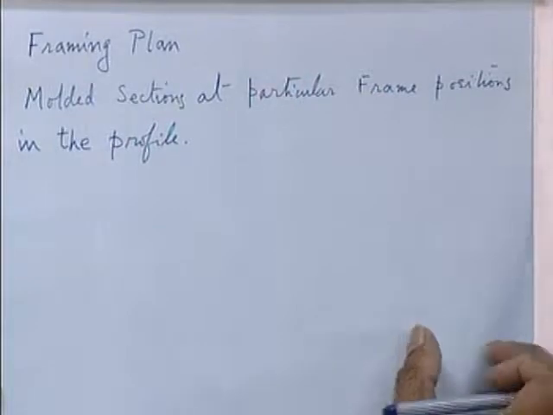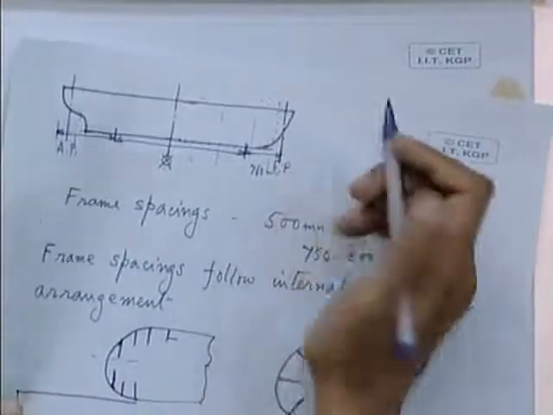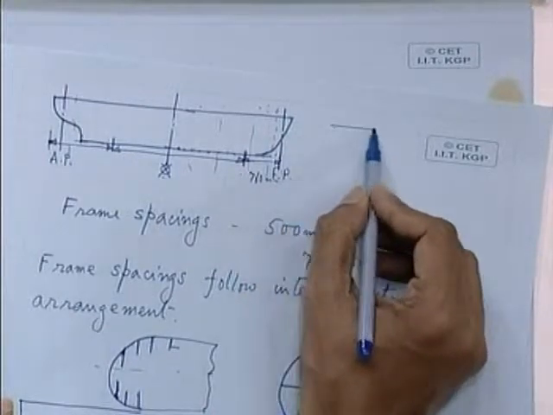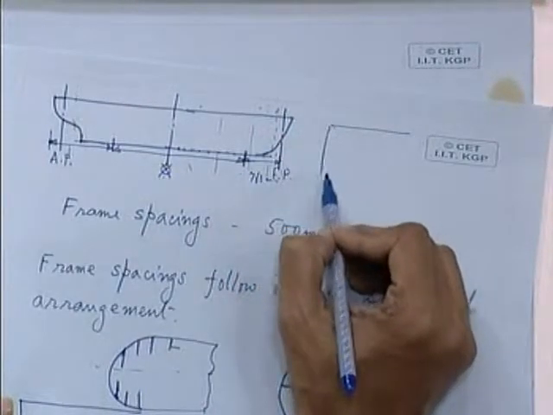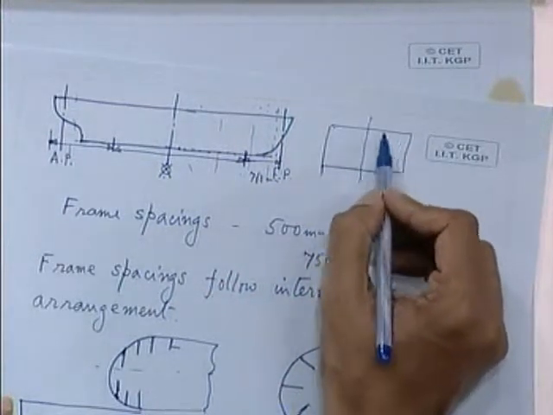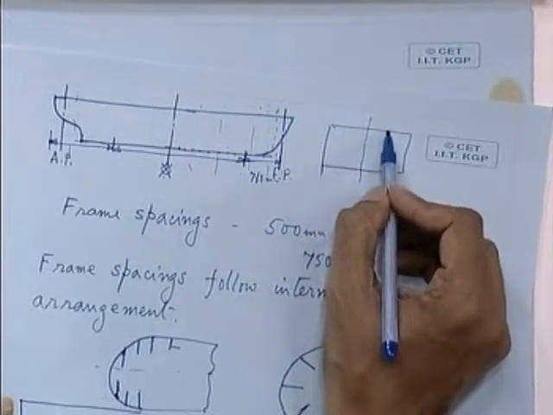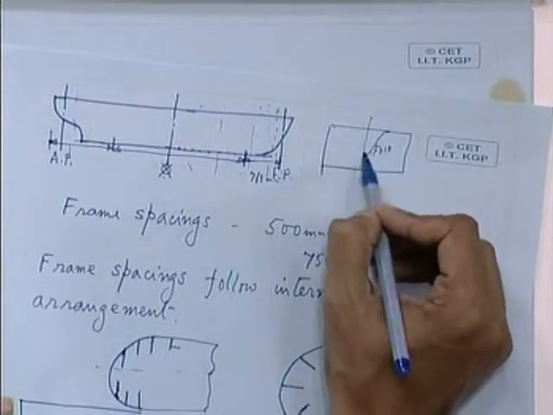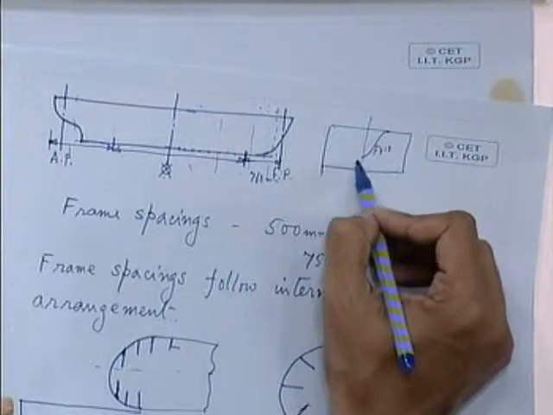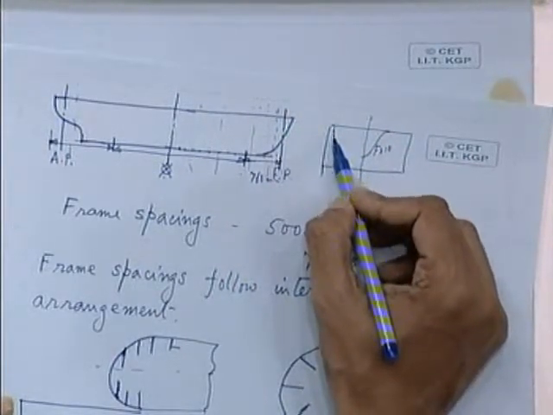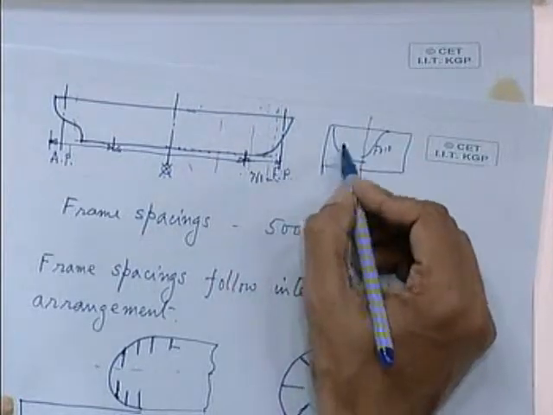So coming back to this drawing, at this particular position on the body plan, you make another frame plan, which is nothing but another body plan, and instead of marking the station from 0, you write this is frame number 10. This is the molded shape of frame number 10. Then, say at the aft, you will have frame number 20. So this is called the framing plan.